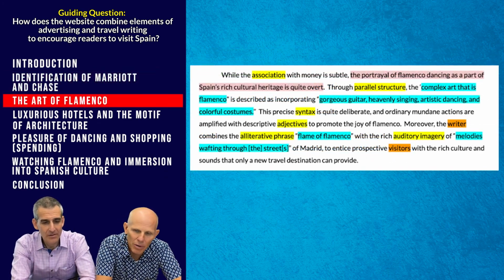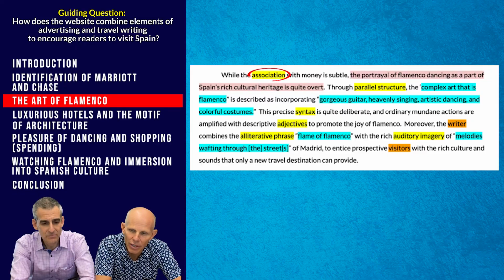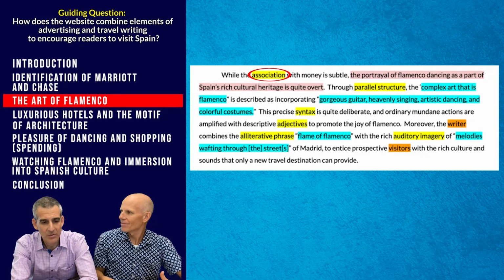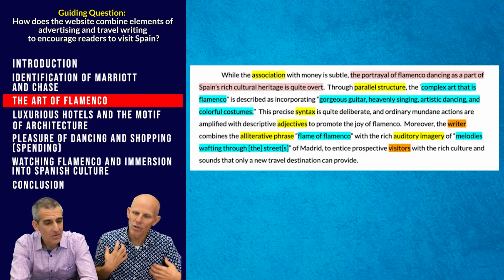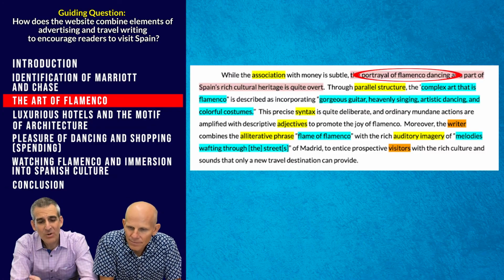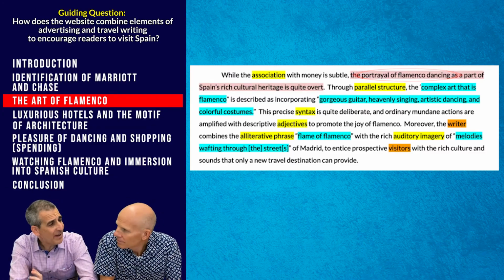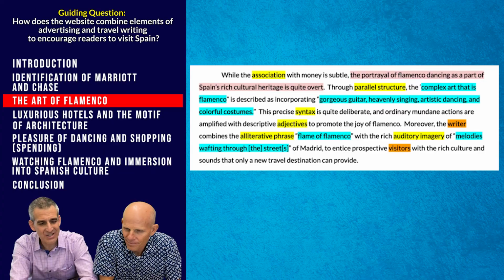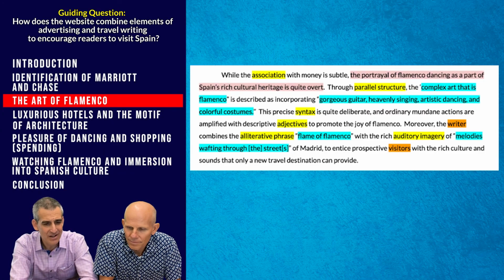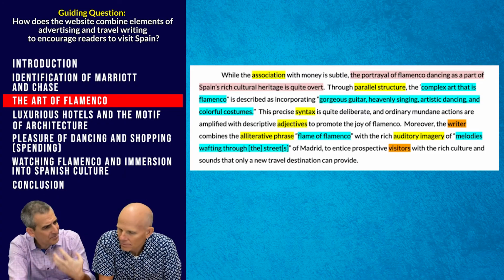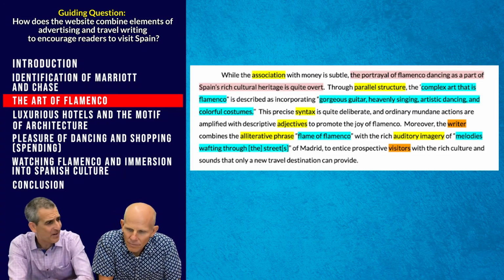Then in the second body paragraph, we have this association, but now we're going to talk about the rich, exciting parts of the travel article and the flamenco dancing. Yeah, I like that. Since they're talking about the travel aspect, Giles, I would have loved to have seen the language of the guiding question in that topic sentence, maybe saying those words, travel writing, or something about narrative writing, to show that they're tackling that aspect of the guiding question.